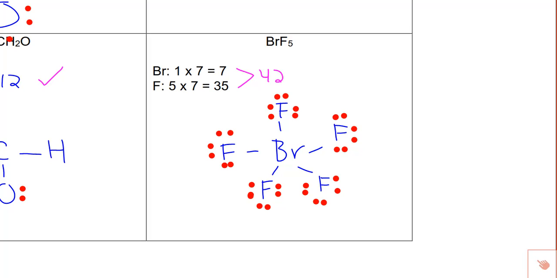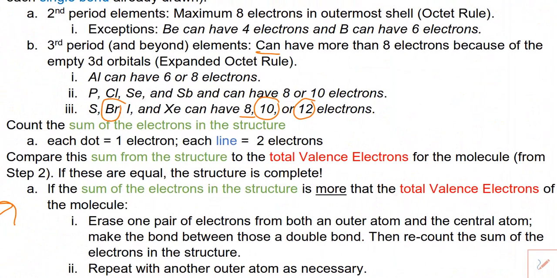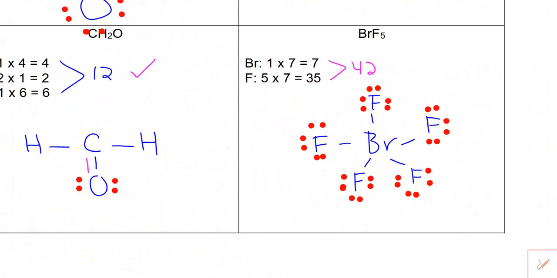In the past situations, I knew what to do when I had too many, but in this case, I don't have enough. But then I go back and I remember, isn't bromine able to have 8, 10, or 12? Well, currently it already has 10, so I can just go ahead and add 2 more on bromine to give it 12, and that's okay. And now when I count everything up, it gives me the 42 that I'm supposed to have.